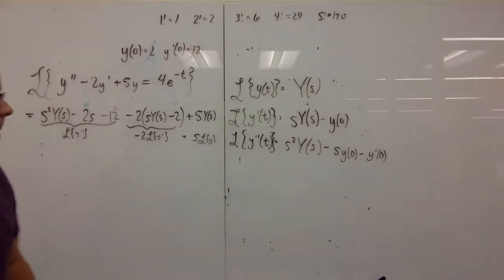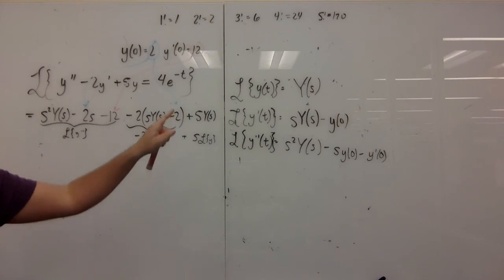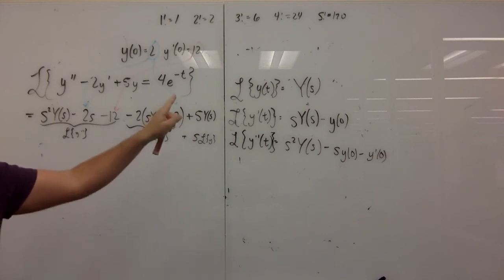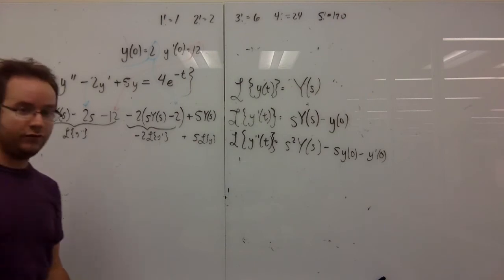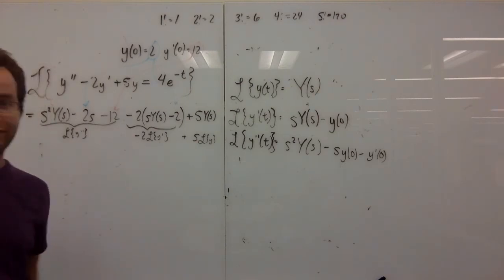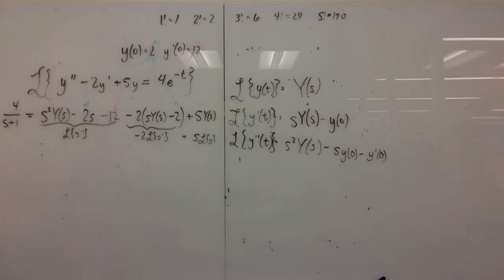Okay. So on the left hand side, we'll take this 4e to the negative t and take its Laplace transform. It is 4 over s plus 1. The Laplace transform of e to the negative t is 1 over s plus 1, so the Laplace transform of 4e to the negative t would be 4 over s plus 1.